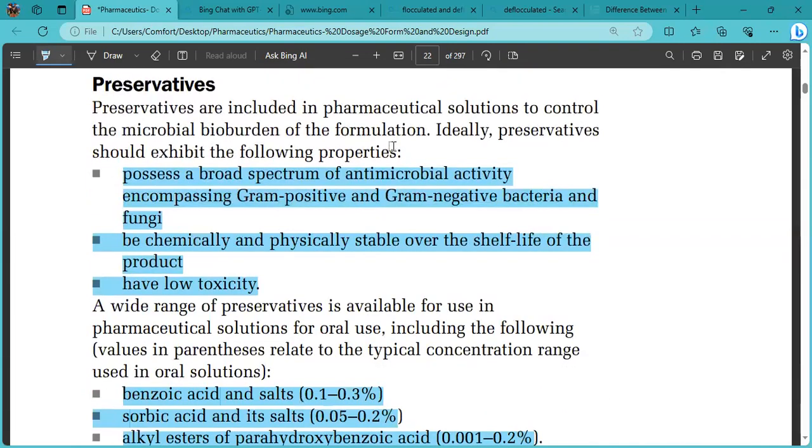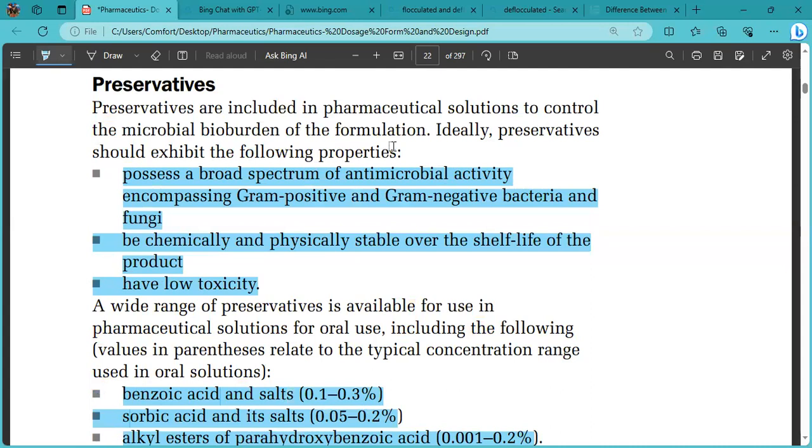So again, preservatives, like I said, an ideal preservative should have antibiotic properties because we're trying to prevent the drug from having any microbial growth, because that would mean it's contaminated and you cannot administer it.